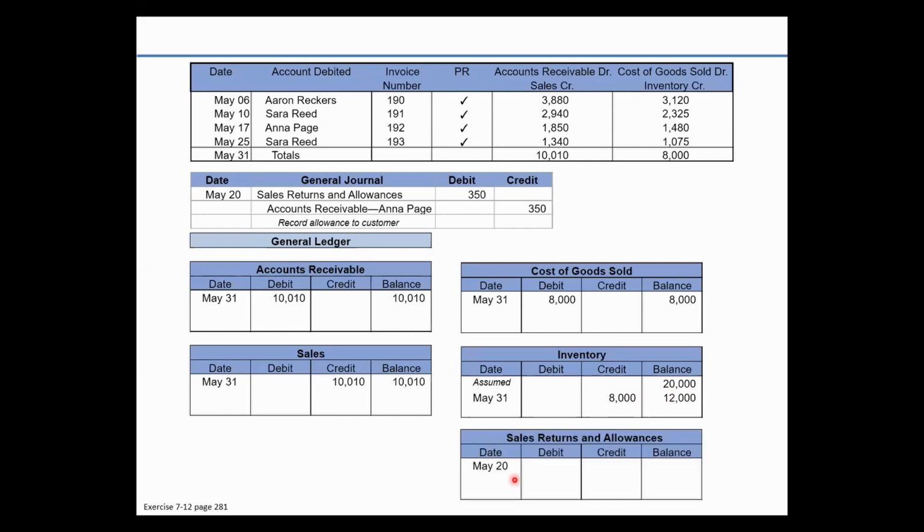And then our sales returns and allowances. On May the 20th, we have a debit of $350 because we've given that. Basically, this would be like an expense or a contra to the sales because we've given out that discount.